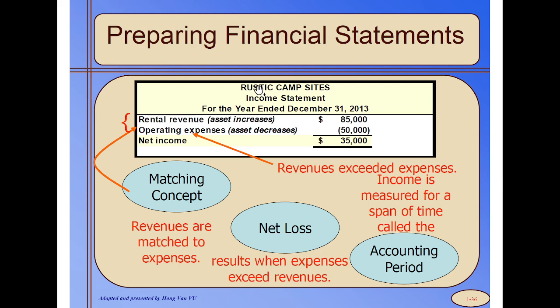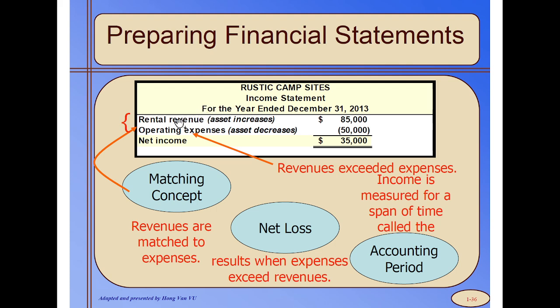If you look at the first line of the financial statement, it is the name of the company. The second line is the name of the financial statement, the income statement. The income statement shows the revenue and the expenses of the company for a period of time, so we have to mention here: for the year ended December 31st, 2013. It means from the beginning to the end. We follow the matching concept: we measure revenue with the expenses incurred to generate it.